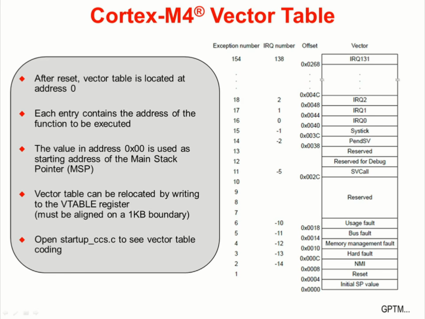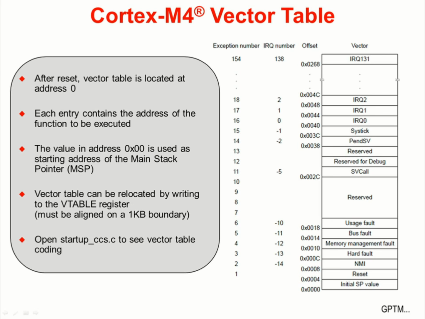After reset, the Cortex-M4 vector table is located at address 0. Each entry in the vector table contains the address of the handler or ISR to be executed. If you look down at the bottom at the initial stack pointer value, that value at address 0 is used as a starting address of the main stack pointer.